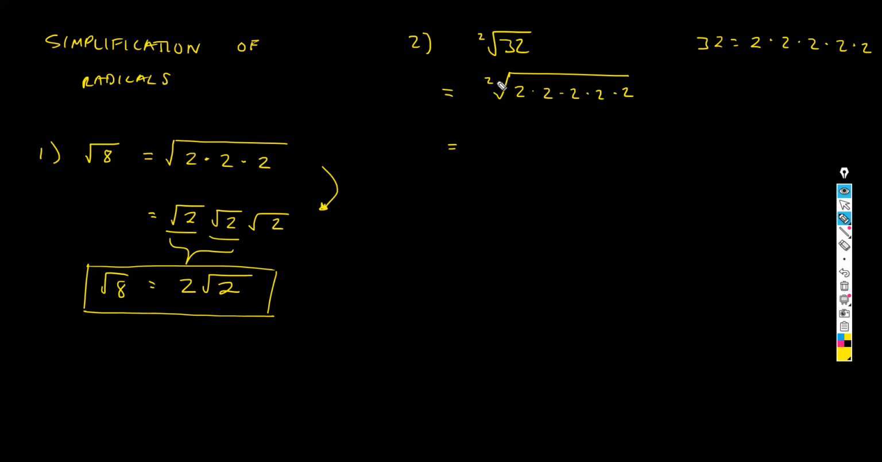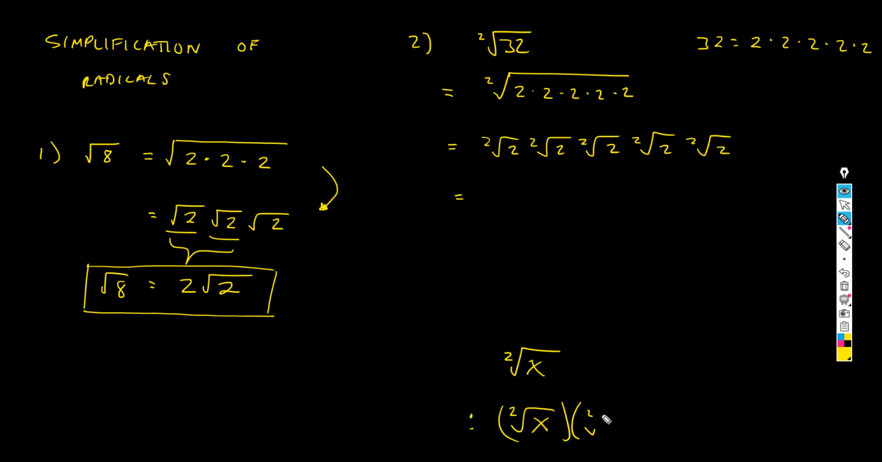Now, I divide the radical into each of these factors. The square root of 2 times the square root of 2 times the square root of 2 times the square root of 2 times the square root of 2. Fine. And then I make use of my property. If I know that the square root of a number x is the number with the property such that if I multiply it by itself 2 times, I get x, then I can do the same in here.